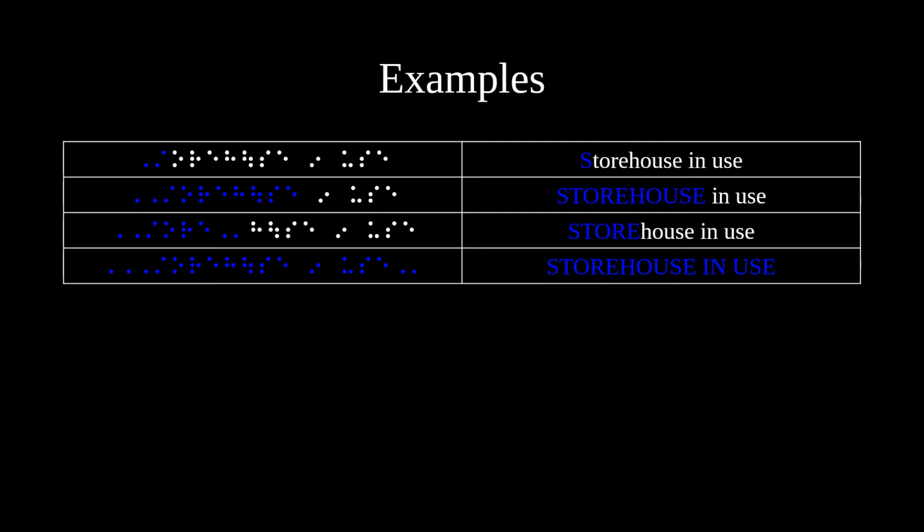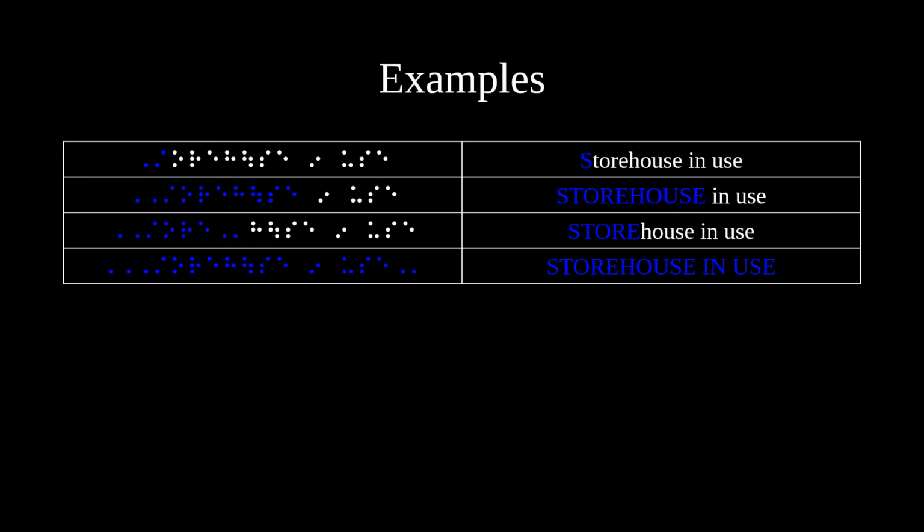The first example only has one capital sign. Therefore, only the first letter of the phrase is uppercase. The second example has 2 capital signs, thus capitalizing the entire first word of the phrase. Both the third example and the fourth example use the capital mode terminator.